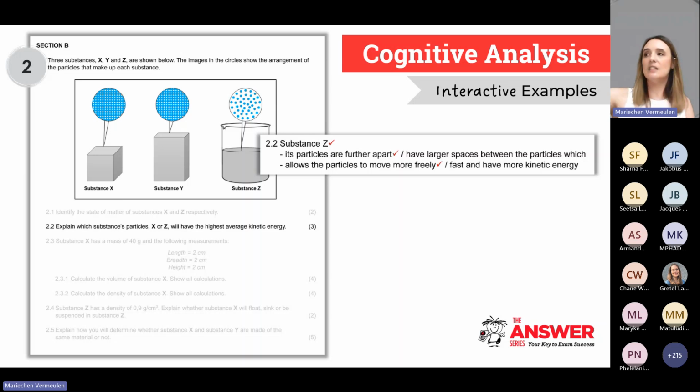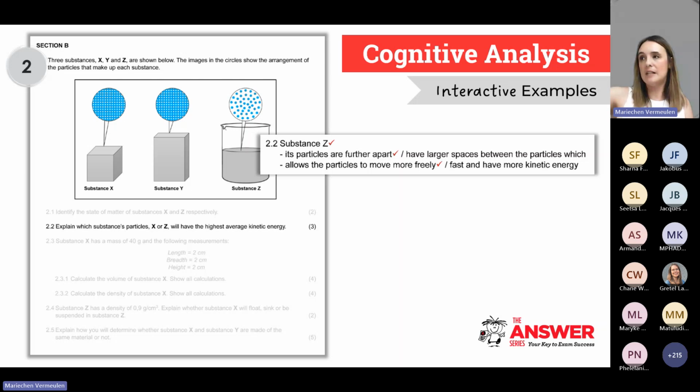And here is a classic example of where you would put a tick mark, because the question asks, which one will have the highest average kinetic energy? You actually don't give a mark for them saying substance Z has the highest kinetic energy because it's in the question. So they actually have to provide an explanation for it.